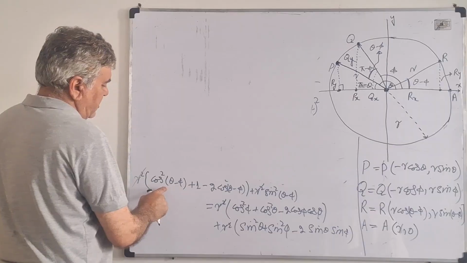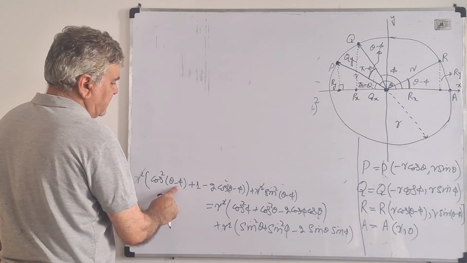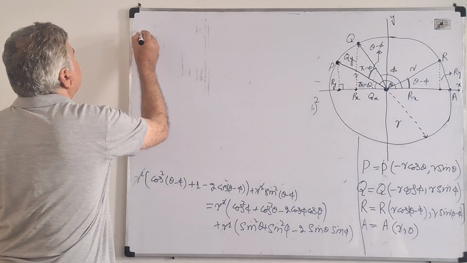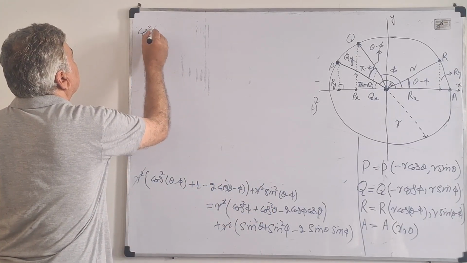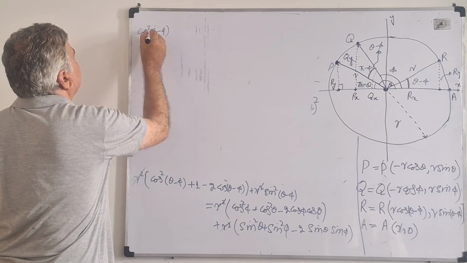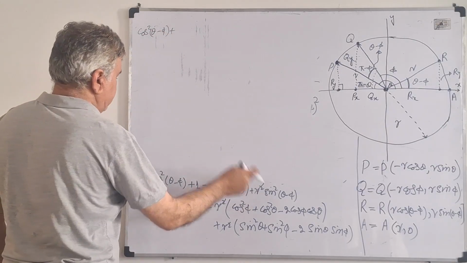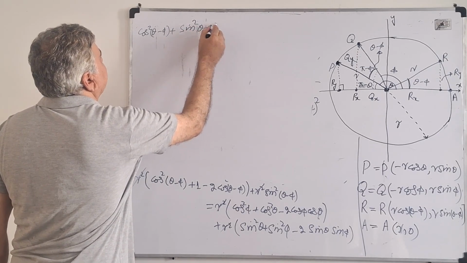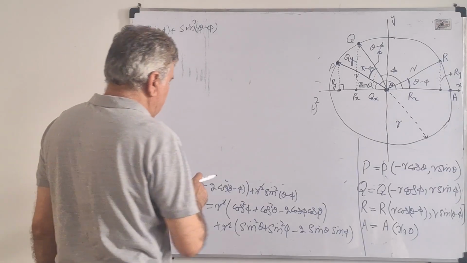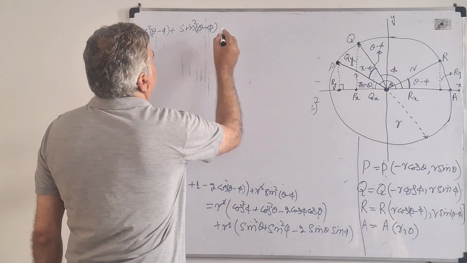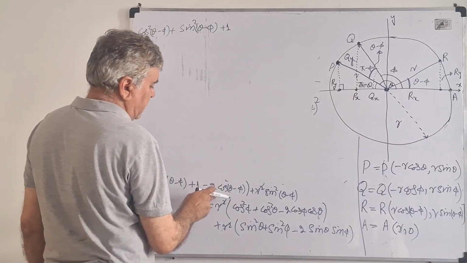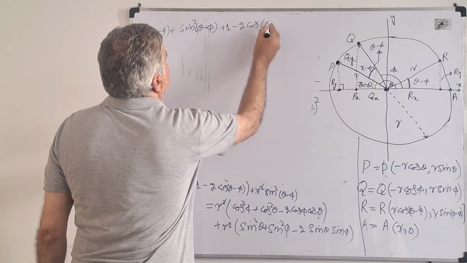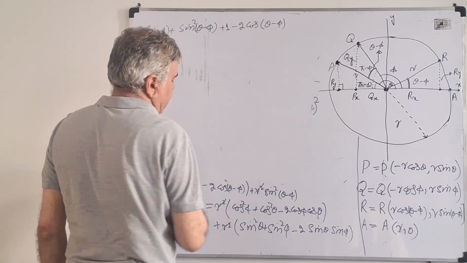Now from this equation, I have cos squared (theta minus phi) and sine squared (theta minus phi). So I combine these two, cos squared (theta minus phi) plus sine squared (theta minus phi), and then I have plus 1 at this position, and then minus 2 cos (theta minus phi).